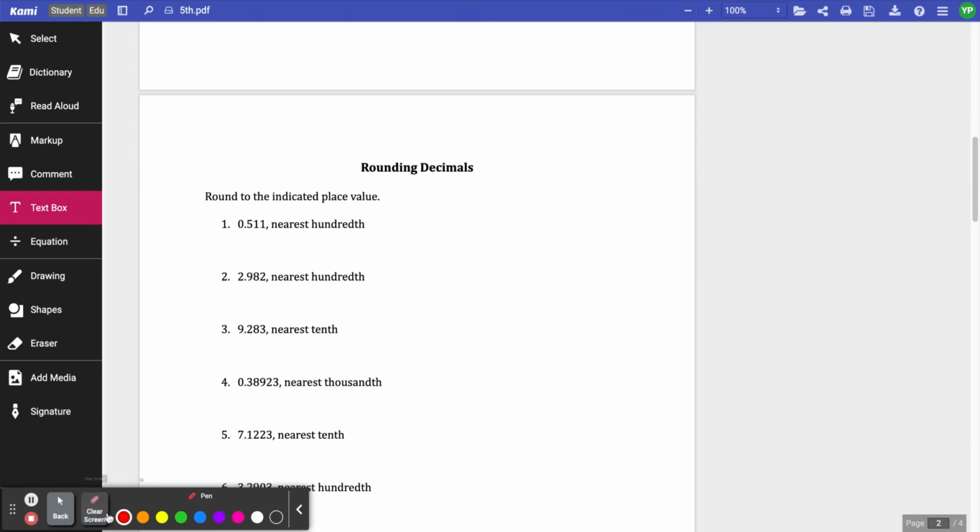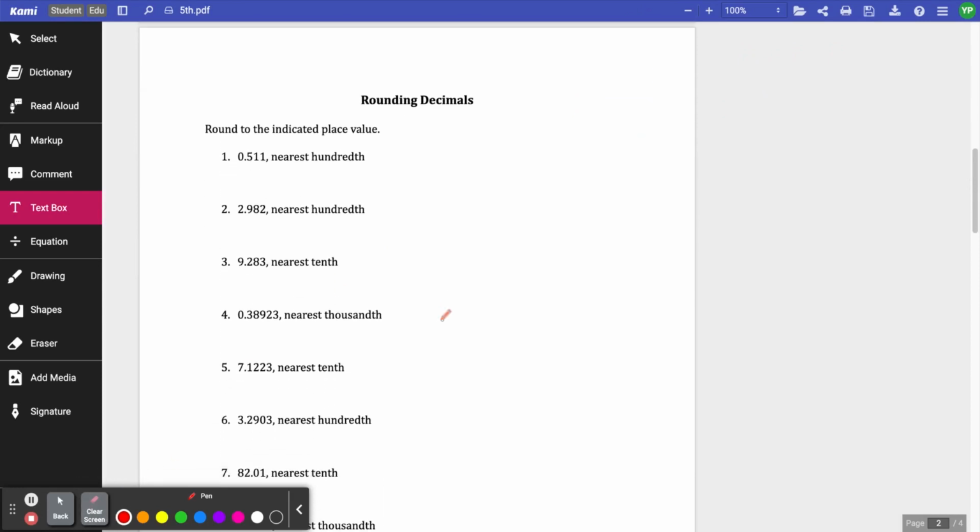Now moving on to rounding decimals. It says round to the nearest hundred. As you guys know, this one right here is going to be hundreds because it's tens, hundreds, thousands. So if you look at the hundreds, what's behind the hundreds is a 1. So you don't round up, you just round down to 0.51. Number 2, round to the nearest hundreds one more time. It's going to be the 8, and behind the 8 is a 2. So it's just going to be 2.98.